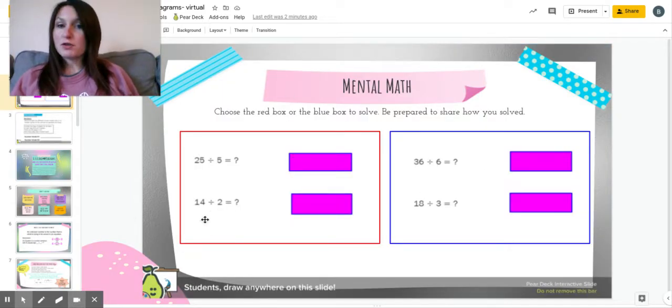So I want you to go ahead and choose one of the colors that you want to solve, and I want you to write the answers in there. And then if you could even show me your thinking under there, you can explain how you solve the problem.